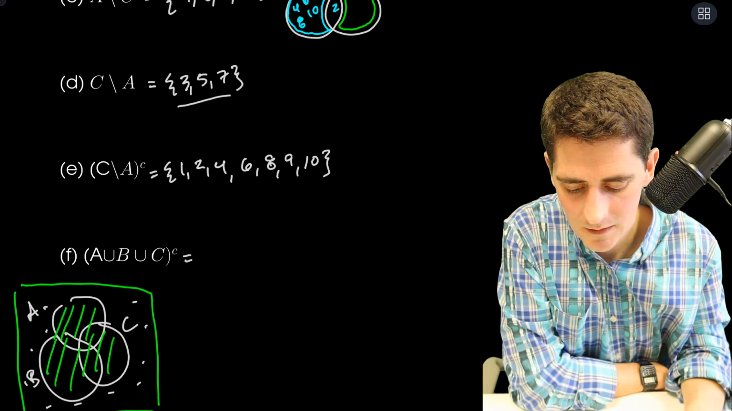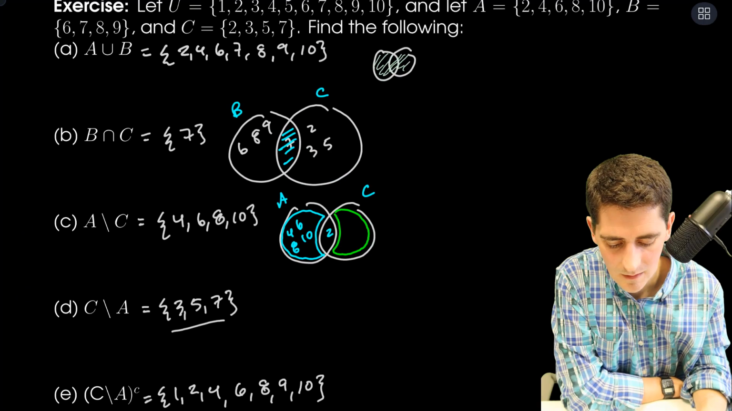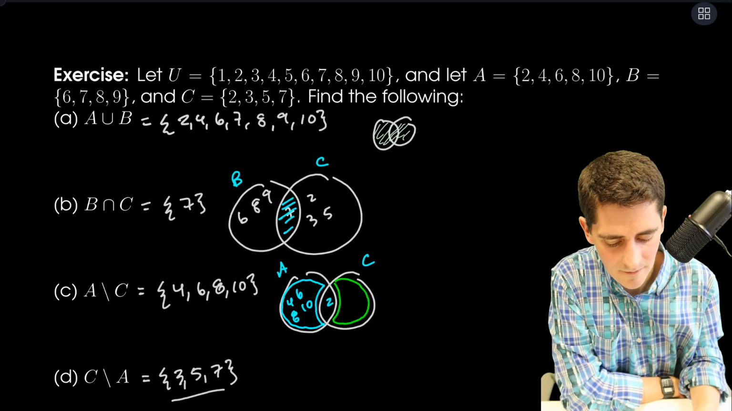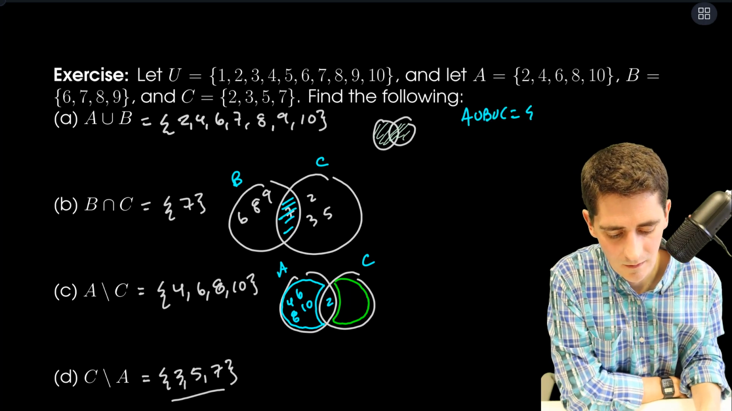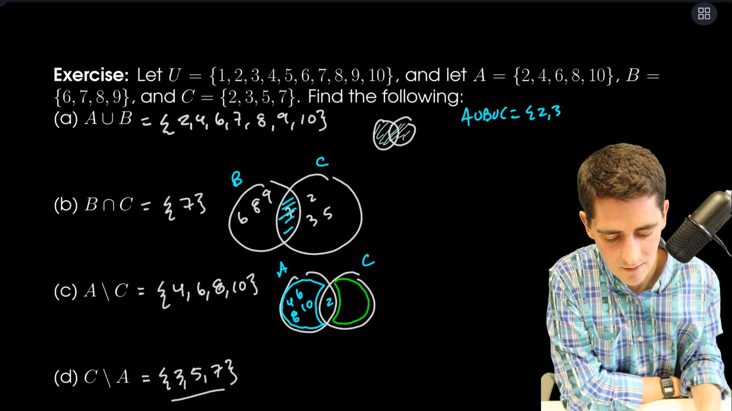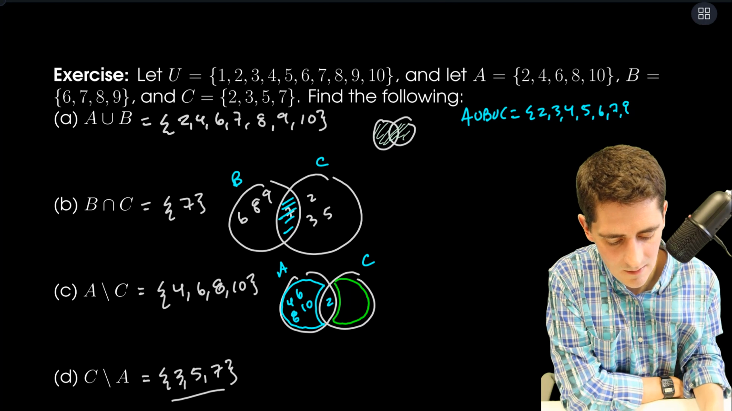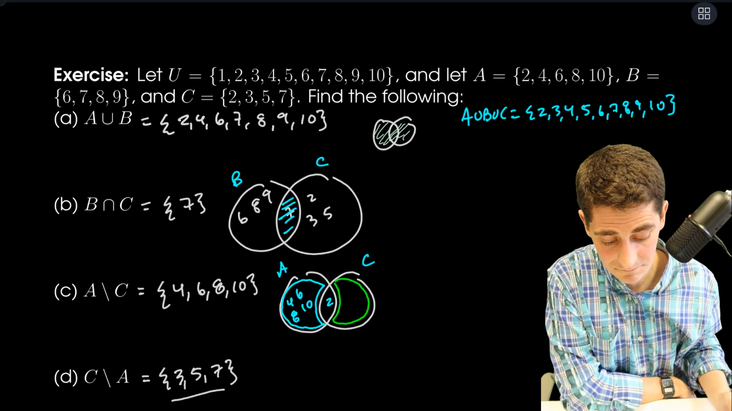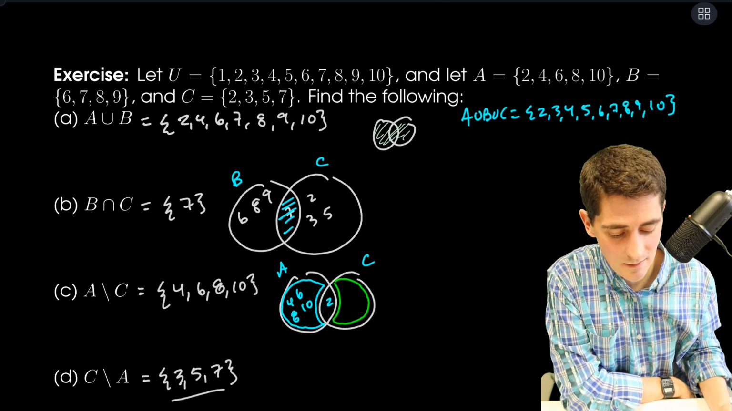Okay, so let's look again. Let's look at our 3 sets again. I'm going to do a little scratch up here. If I had A union B union C, what do I get? Let's see. 2. Is there a 3 in any of these? Yes, there's a 3 in C. Is there a 4? Yeah, A. Is there a 5? Yes, in C. C has a 5. B has 6, 7, 8, 9, and A has 10. And so that's A union B union C.